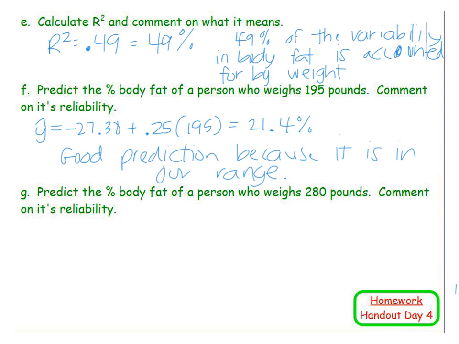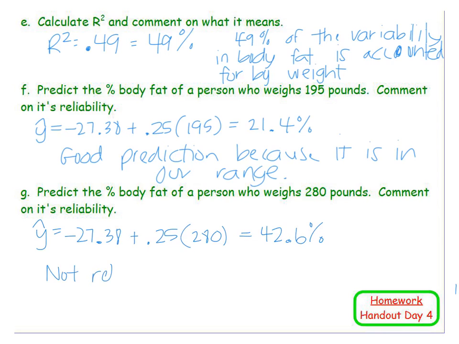And then one other prediction question. So we have another y hat equals negative 27.38 plus 0.25 times 280 this time. Plug all that in the calculator, and I get 42.6%. But 280 is outside of our range. So we're going to assume that it is not reliable because 280 is not in our range.